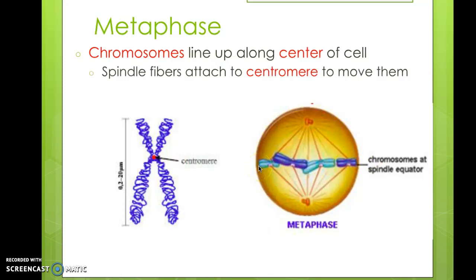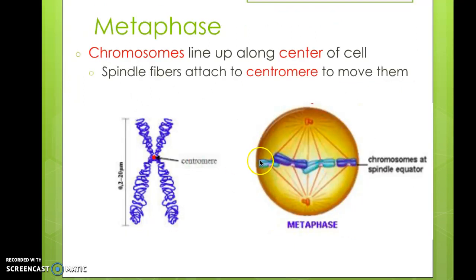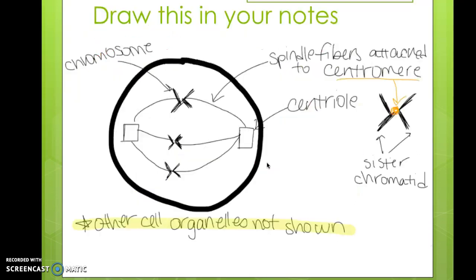The spindle fibers attach to another C word, centromere, to move them. The centromere is at the very center of that cell. So looking at this picture, here I have them all lined up, and these spindle fibers are attached to the very center of those chromosomes.